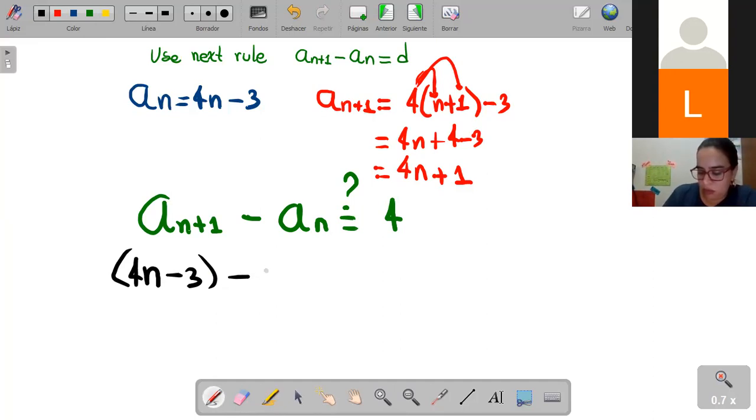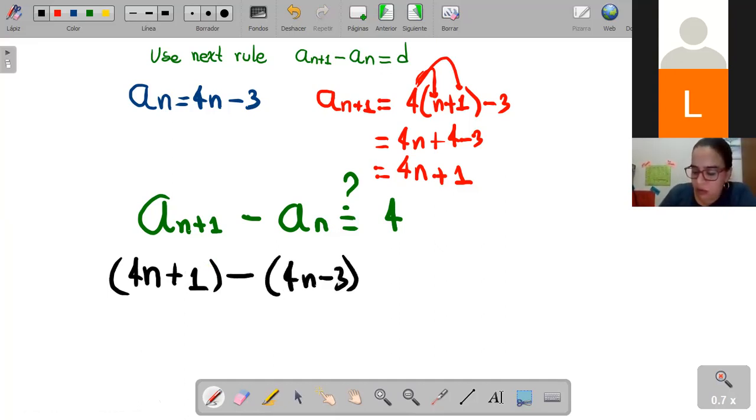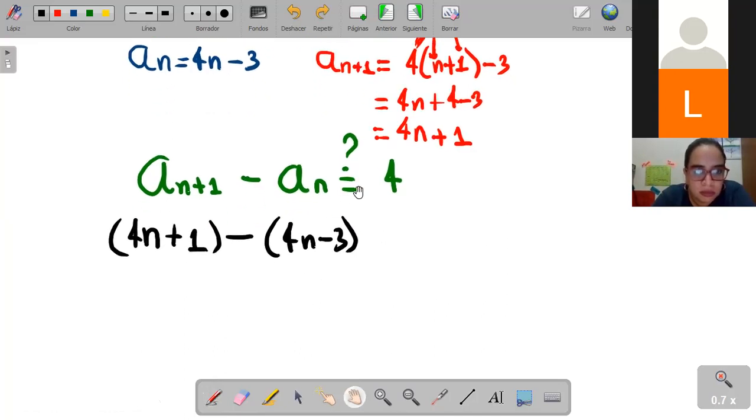So right now we have this one, 4n minus 3, and the other one, which is described, sorry, no, I was correct, is 4n plus 1, because it's the successor, the next one, minus 4n minus 3, which is a sub n. We really want to know if this makes 4. This is a little proof to check if a sequence is an arithmetic sequence. Let's check it out, because at the end, if this gives us 4, that's going to be the answer.